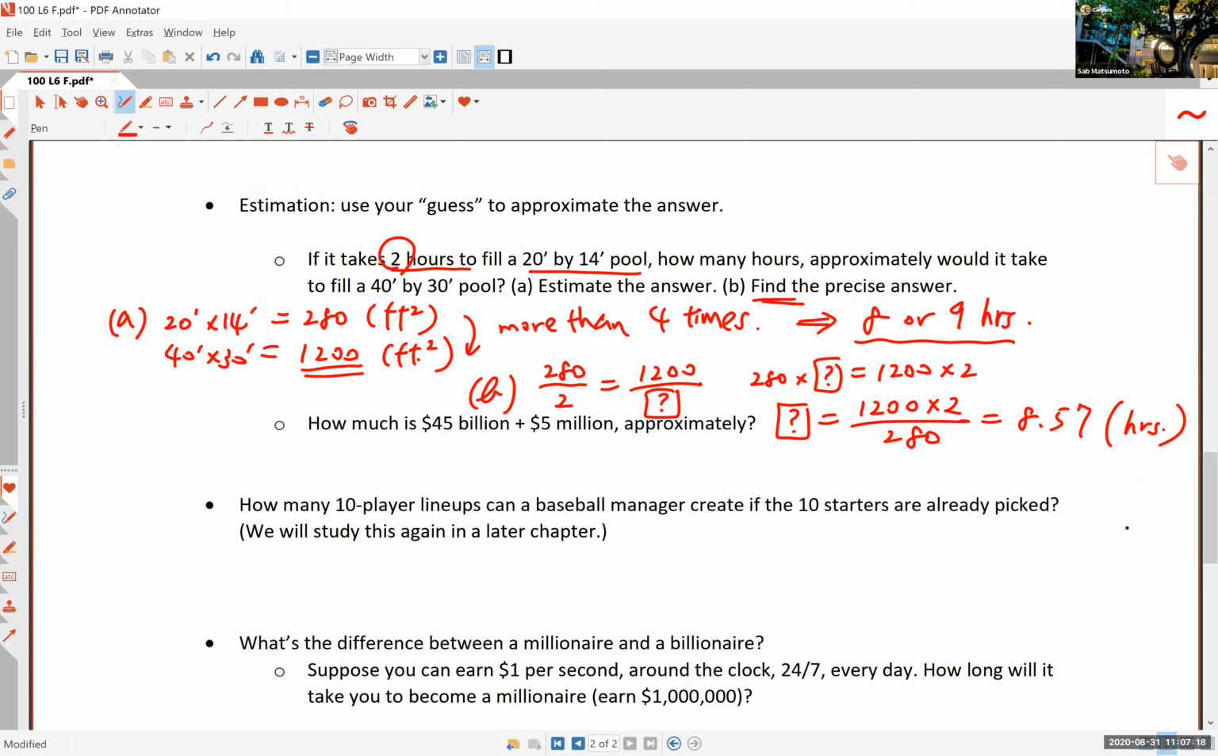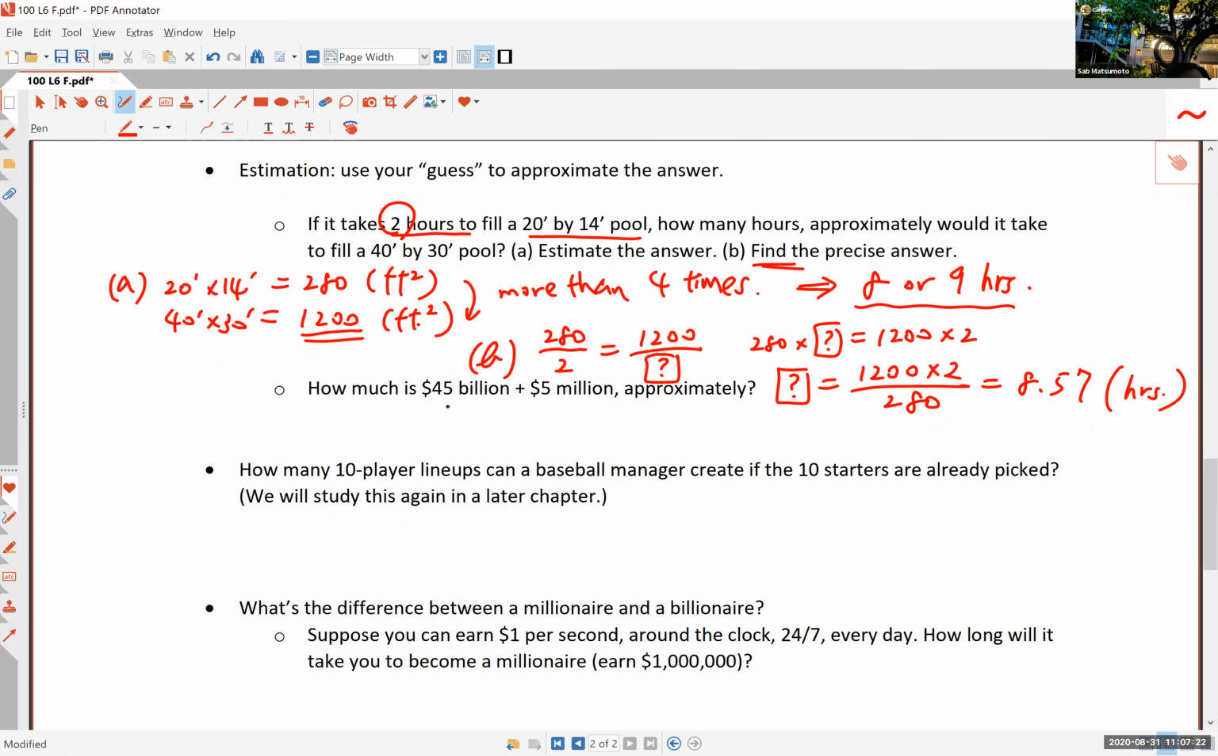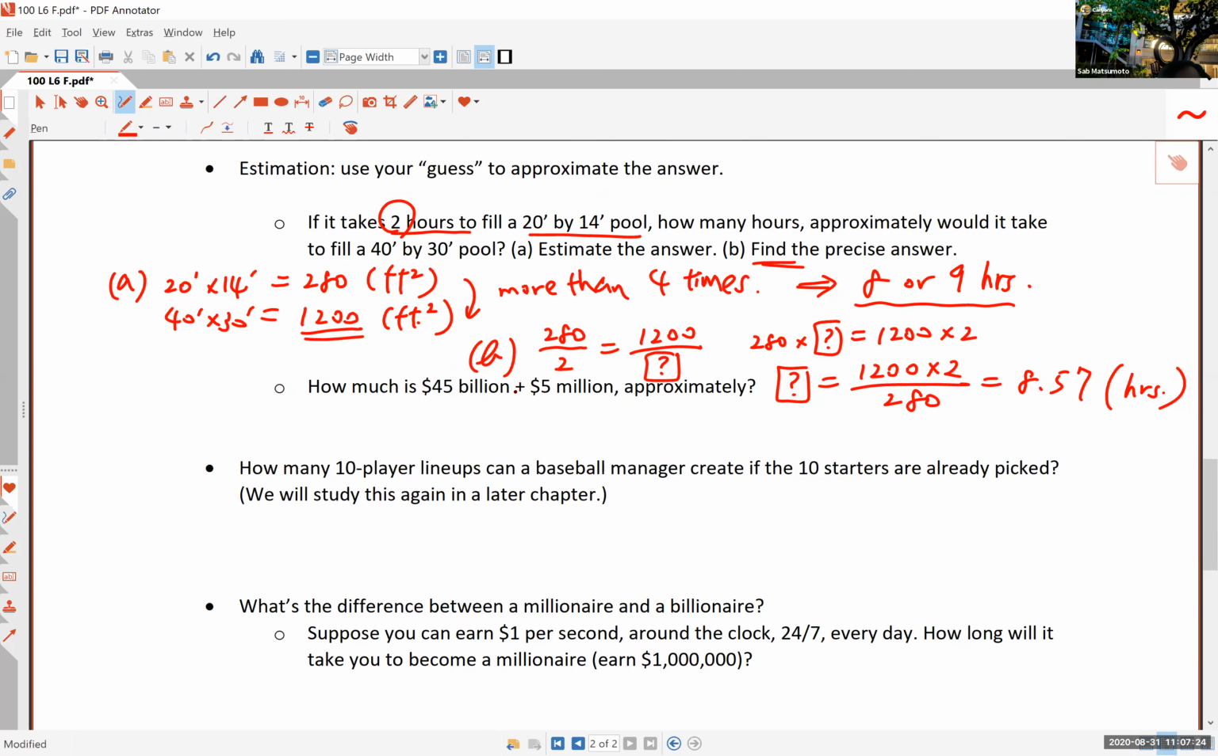Okay, this guessing idea is also fairly important. So here's another question involving large numbers. How much is $45 billion plus 5 million? So assuming that a rich person is worth $45 billion and he or she has just earned some extra money, $5 million, how much is the total? Of course, the precise answer, a boring answer, is 45 billion, 5 million. You can't argue with that.